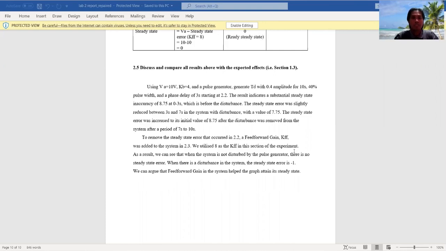To remove the steady state error that occurred in 2.2, a feed forward gain KFF was added to the system in 2.3. We utilize it as the KFF in this section of the experiment. As a result, we can see that when the system is not disturbed by the pulse generator, there is no steady state error. When there is a disturbance in the system, the steady state error is -1. We can argue that the feed-forward gain in the system helps the graph attain its steady state. Thank you.